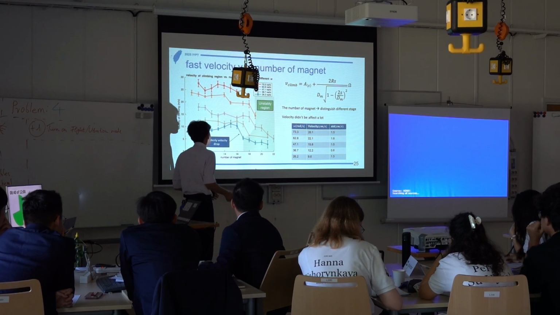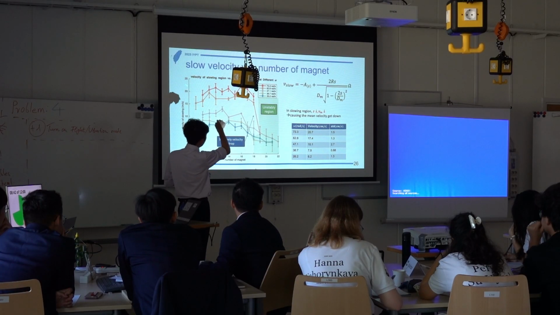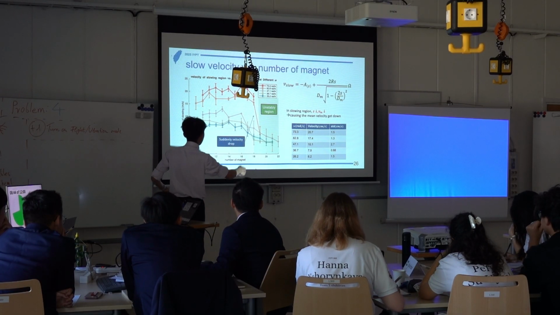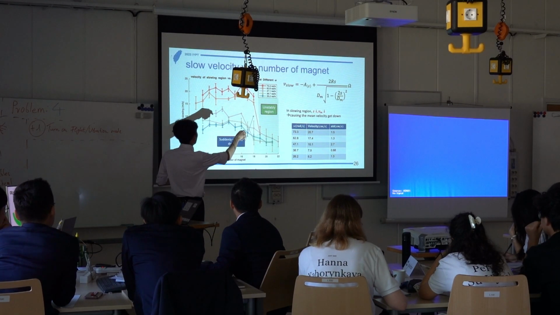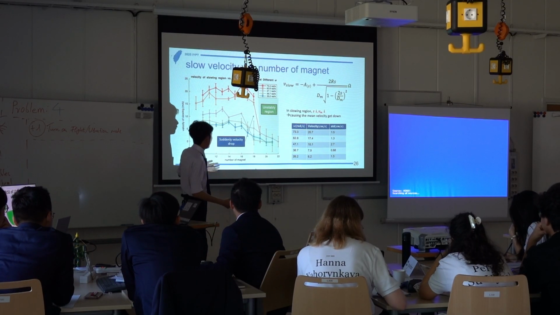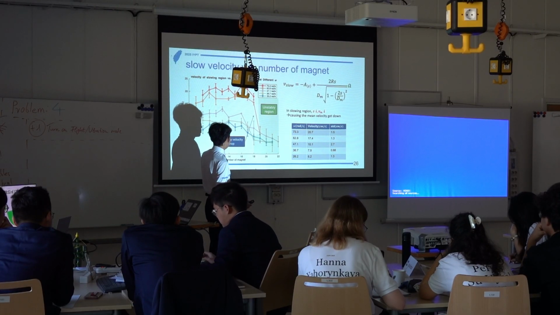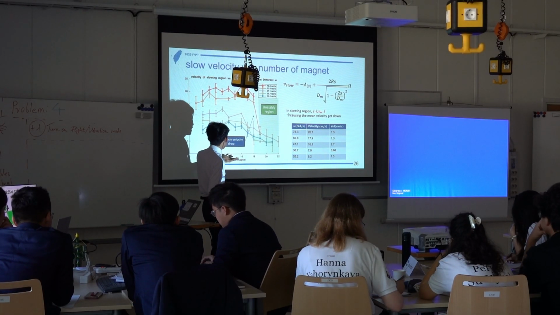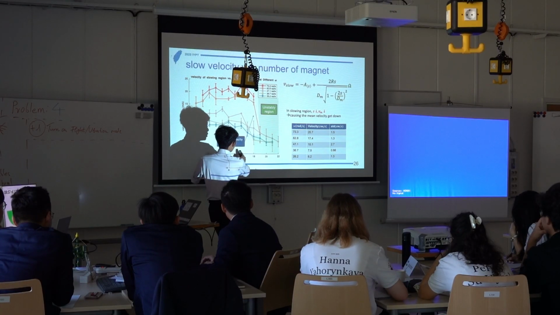And also, for the slow region, which corresponds to slow velocities, you can see that the number of magnets still does not influence the velocity a lot. However, we can obviously see that there is a sudden velocity drop between the stable region and the unstable region.